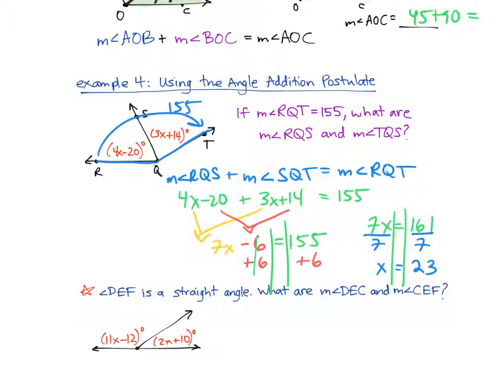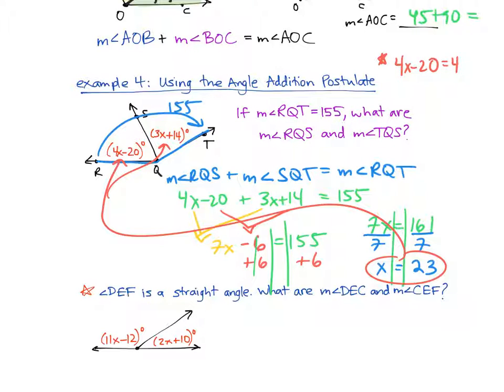Let's look back to the question. It says, what's the measure of these two angles? We know what x is, but we don't know what the measures are yet. So let's take this x and plug it in to these x's here. I'm going to do that over here. 4x minus 20, since my x is 23, plug 23 in for x, minus 20. So 23 times 4 is 92. 92 minus 20 is 72. So this guy is 72 degrees. RQS is 72 degrees. We can subtract 72 from 155, so we know this should be 83.